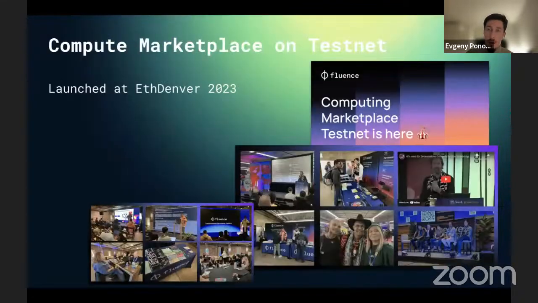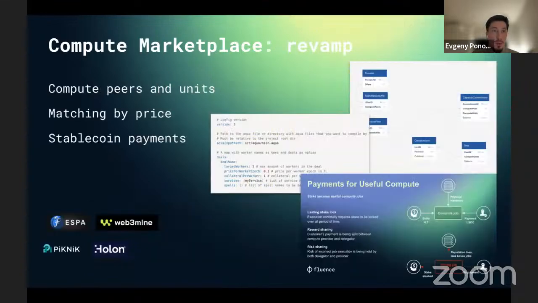And the next big thing is the Compute Marketplace. We announced the launch of the Compute Marketplace on a testnet almost a year ago, in March 2023 in Denver, and since then a lot of things were improved there. So let's go through all of them.